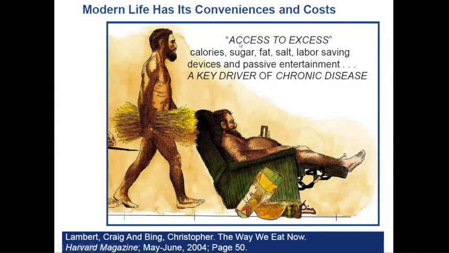But the access to access. I like this word. That's why I copied this slide from Lambert. Okay, access to access. Too many things. We have so many things. Everything is excessive.